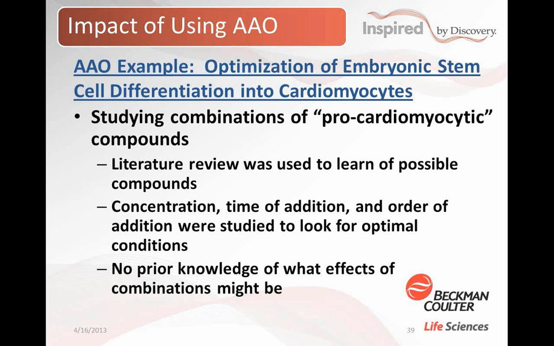All right, so another experiment that was recently published was an optimization of embryonic stem cell differentiation into cardiomyocytes. So we're studying combinations of what our scientists coined pro-cardiomyocytic compounds. Basically the things that would help create that differentiation. So he did a literature review to try to learn of all the different possible compounds that people are trying. And then he wanted to look at concentrations of those compounds, the time of addition in the process, and the order of addition to look for optimal conditions for creating cardiomyocytes.